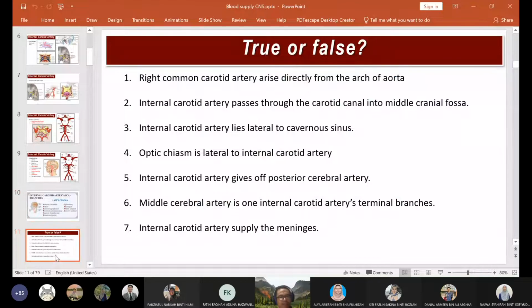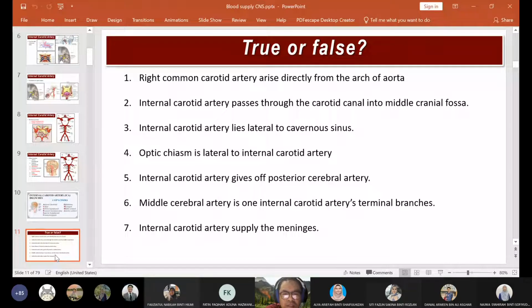Now let's do. Baru 9 page. Right common carotid artery arises directly from the arch of aorta. True or false? False. Good. Internal carotid artery passes through the carotid canal into the middle cranial fossa. True. Good. Internal carotid artery lies lateral to the cavernous sinus. False. Very good.